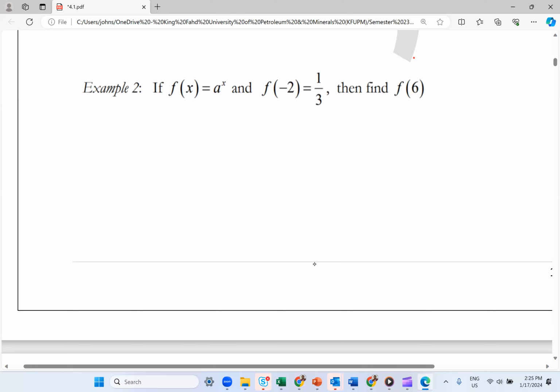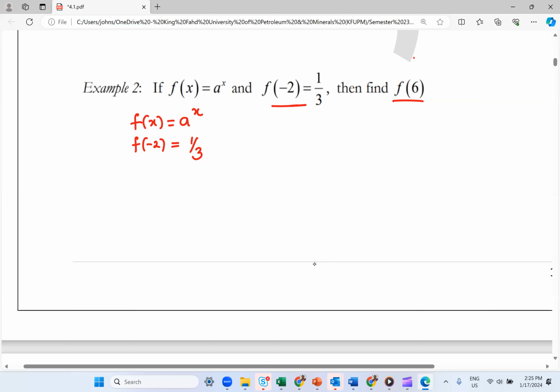Example 2, we have f of x is equals to a to power x. F of minus 2 is 1 over 3. We want to find f of 6. So what we can do is we can use this information to find what is a. We are given that f of x is equals to a to the power x, and we're told that f of minus 2 is equals to 1 over 3.